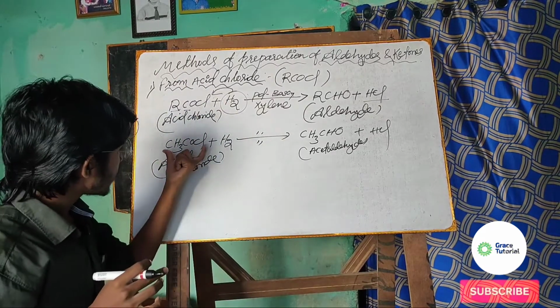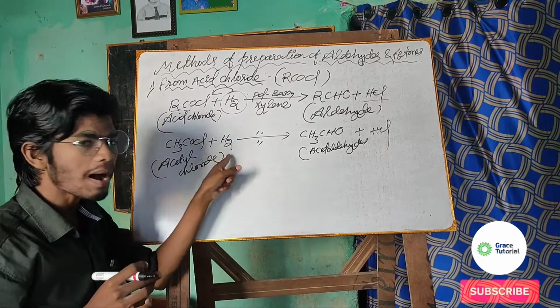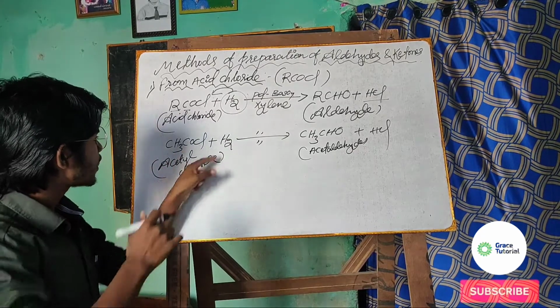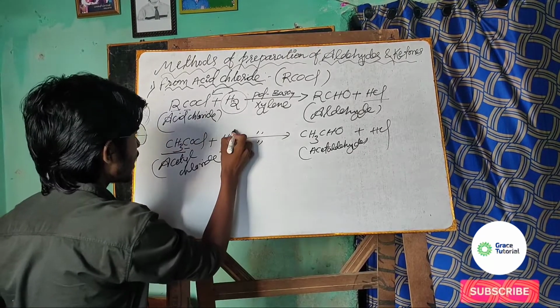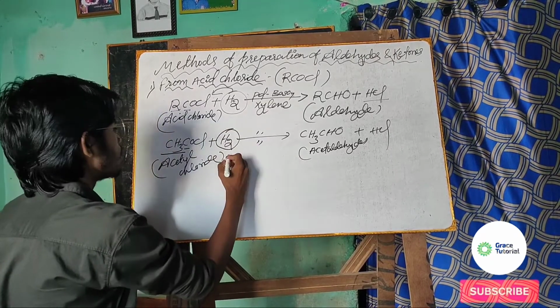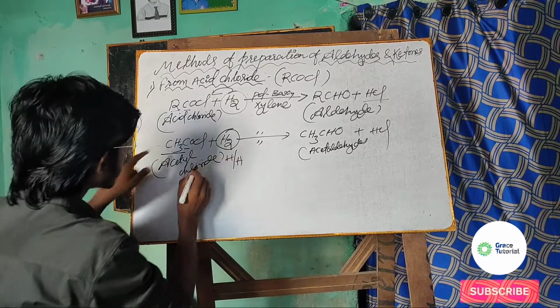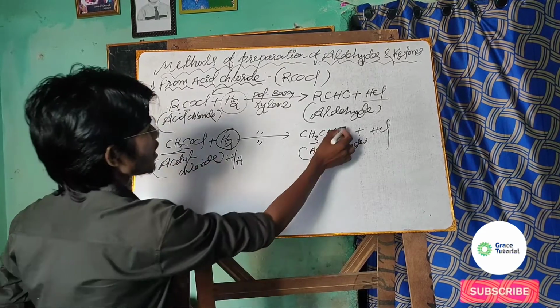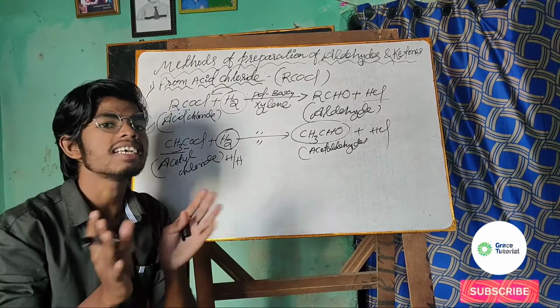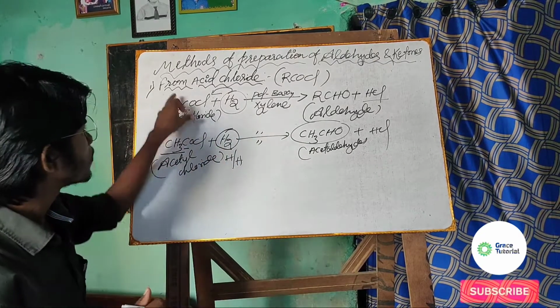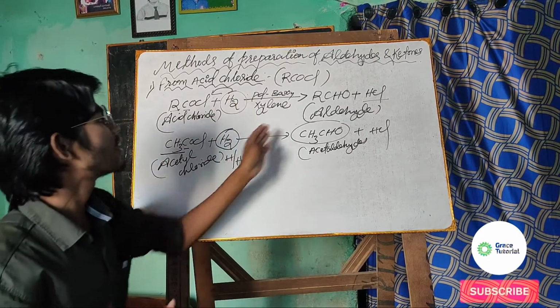That means when hydrogen gas is passed through acetyl chloride, the CH3CO and the H will be broken. That means CH3CHO, that is acetaldehyde, along with HCl, hydrochloric acid, is released. In this way, from the acid chloride, we can easily prepare the aldehyde.